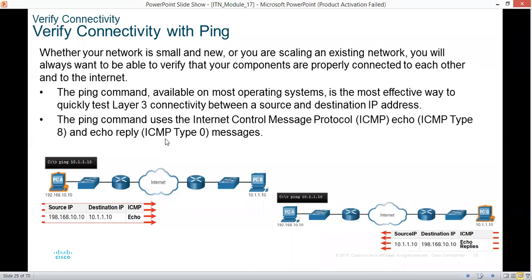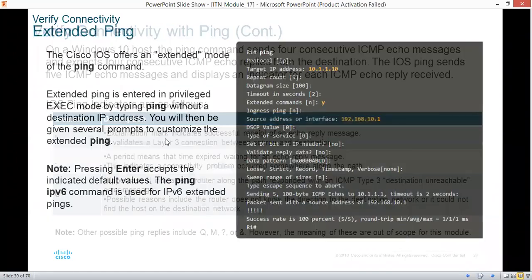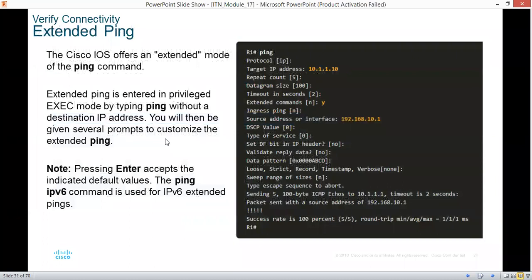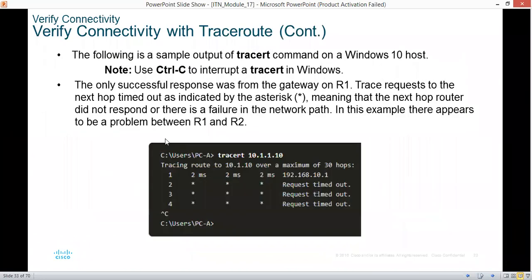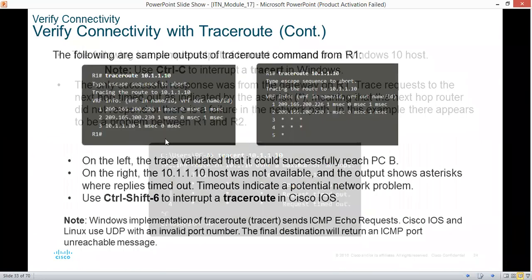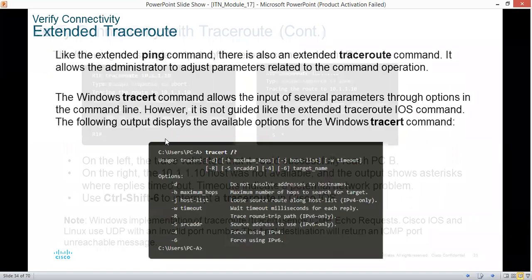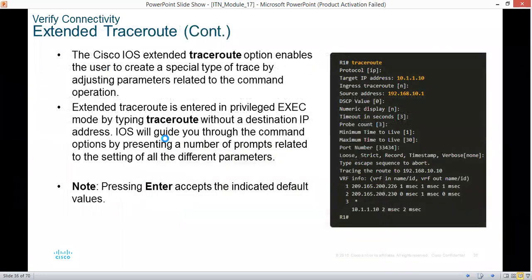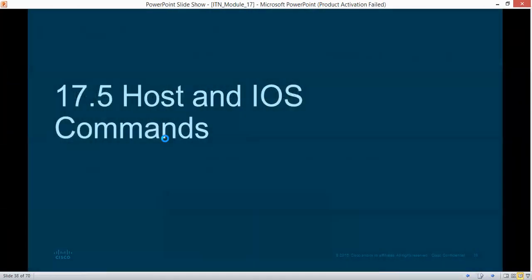So, verify connectivity. You have to verify connectivity by using ping. We'll be using ping already, so I think we don't have an issue with that. You can also do extended ping to test connectivity. You could also do traceroute. We mentioned that already. Verify connectivity with traceroute and extended traceroute. This we can do with our labs.